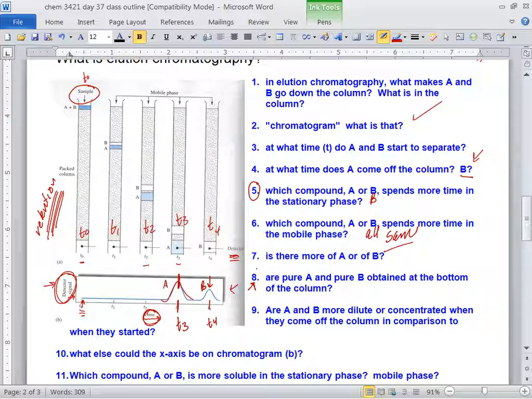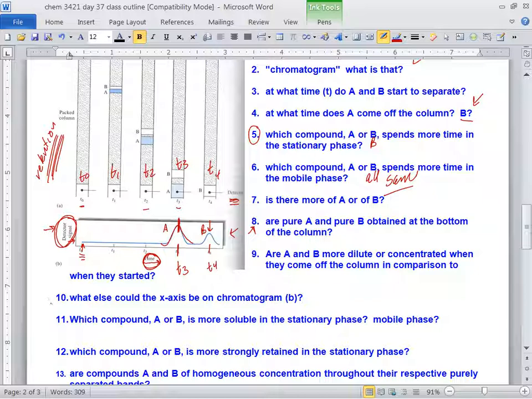Okay. So you definitely get pure A and B. Are A and B more dilute or concentrated when they come off the column in comparison to when you started? What would you guess? Would things be more concentrated or more dilute when you get done? We get this pure A and this pure B, but they're really dilute. And that's a consequence of all chromatographic methods.